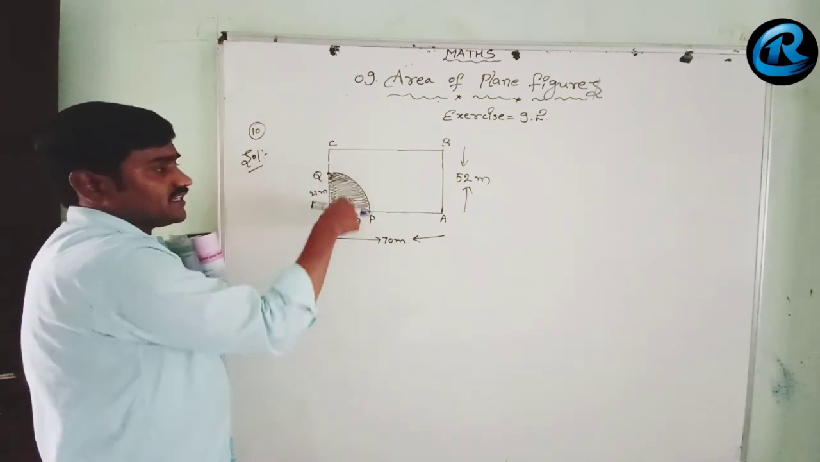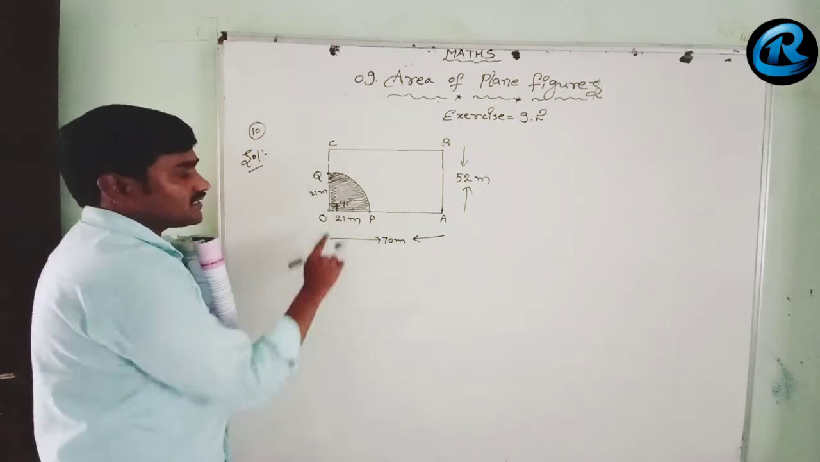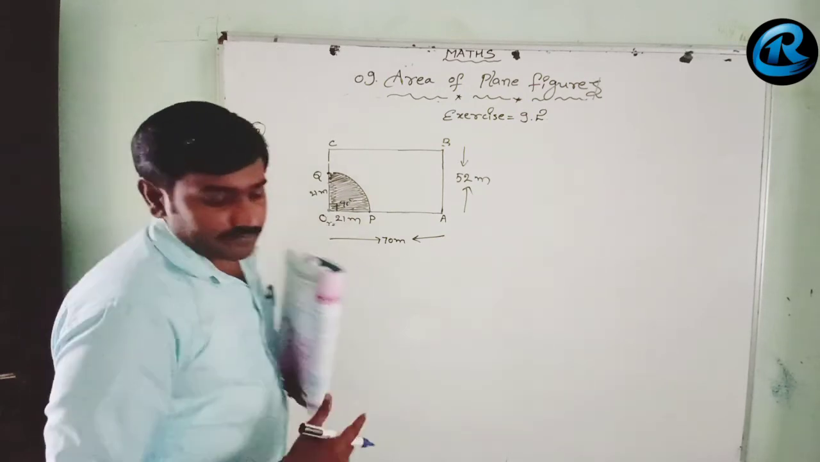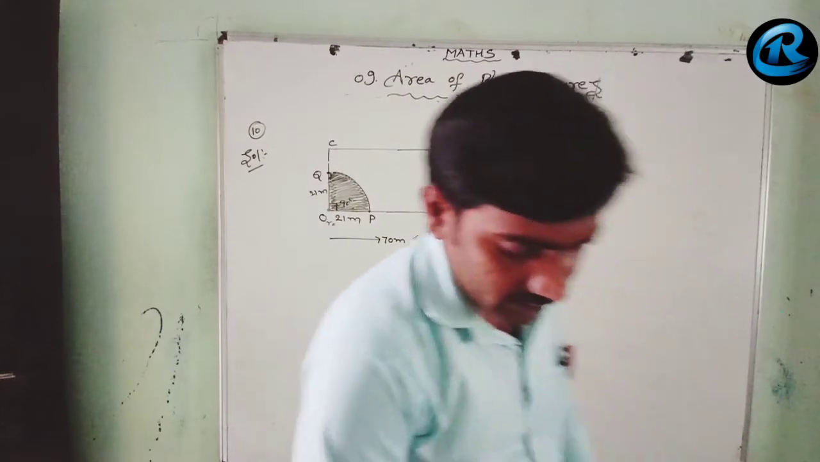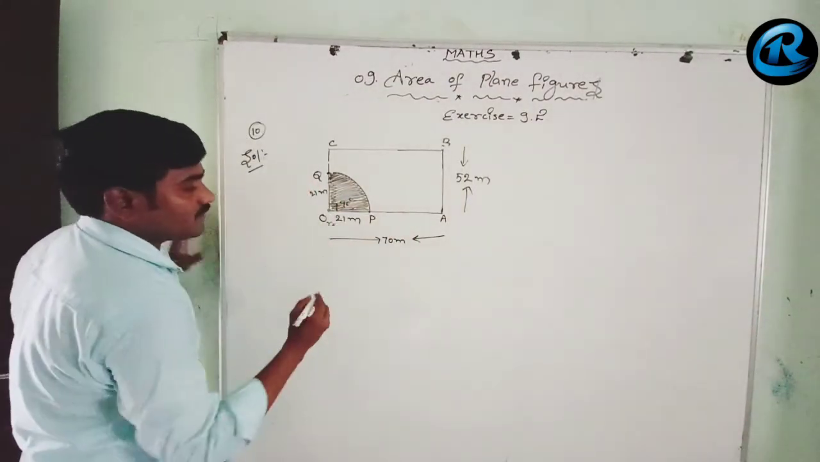This is the area of sector formula. If you use it, you will get the answer. Because here the r value is given as 21 centimeters, sorry, 21 meters now.